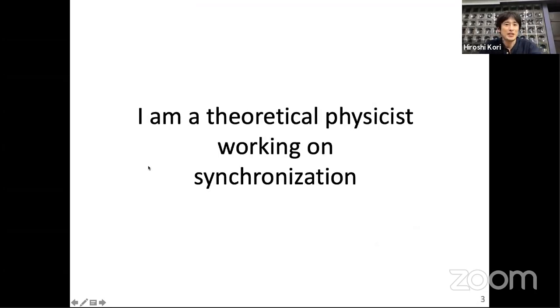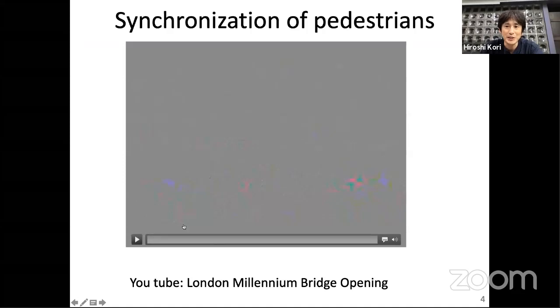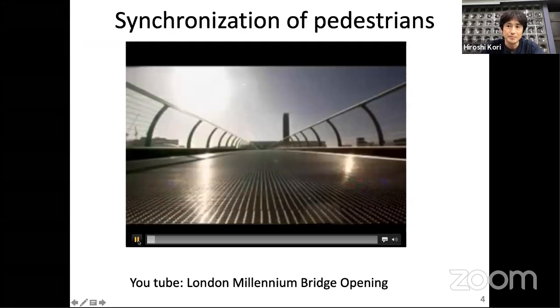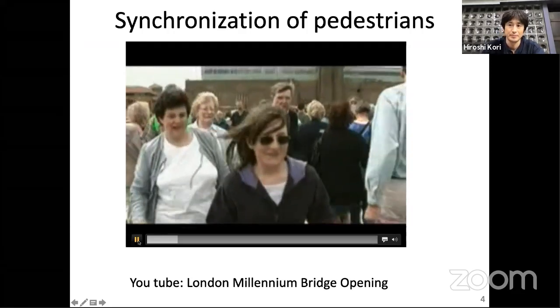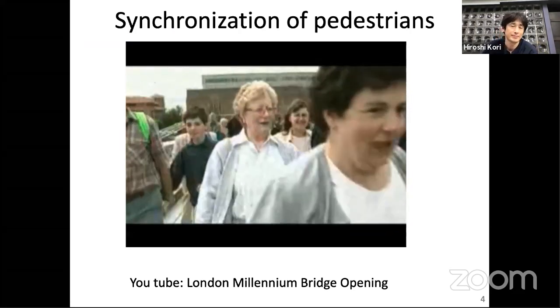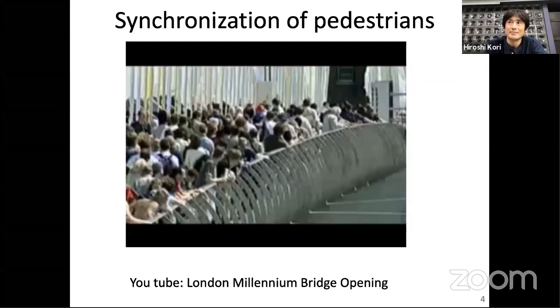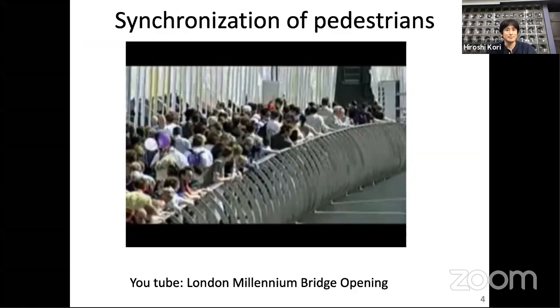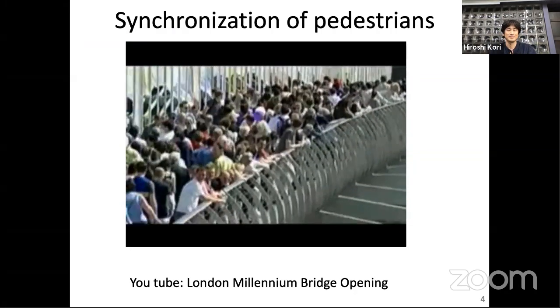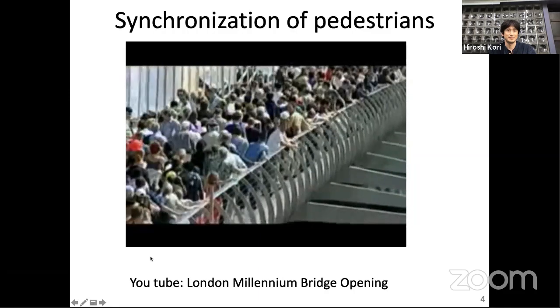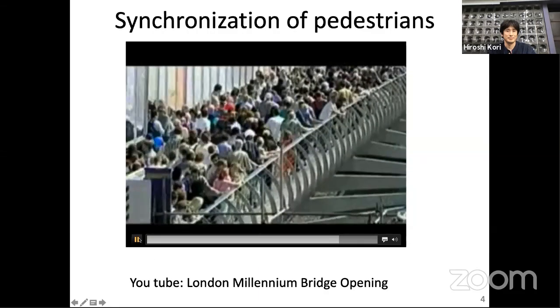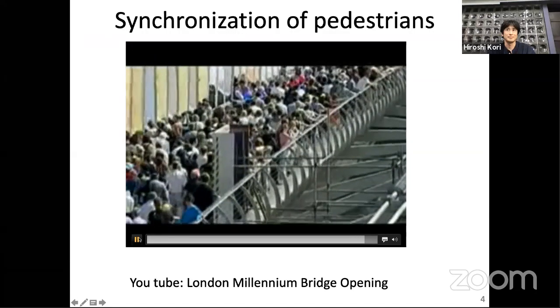I'm a theoretical physicist working on synchronization. Let me start with some interesting movies. The first movie is an accident that happened in 2000 in London. People changed the way they walked in reaction to the movement of the bridge. To balance themselves, pedestrians spread their feet apart, creating a significant lateral, not vertical, force. More importantly, the people's reaction was almost identical. Everyone stepped the same way at the same time, creating a synchronized rather than random force. The frequency of this force matched the natural frequency of the bridge.